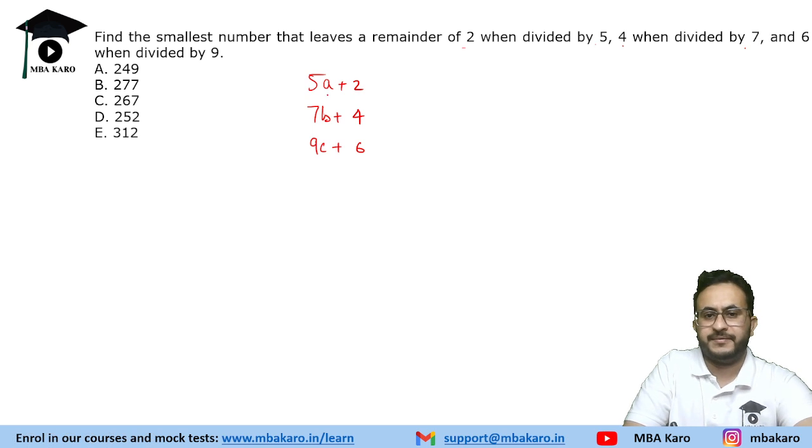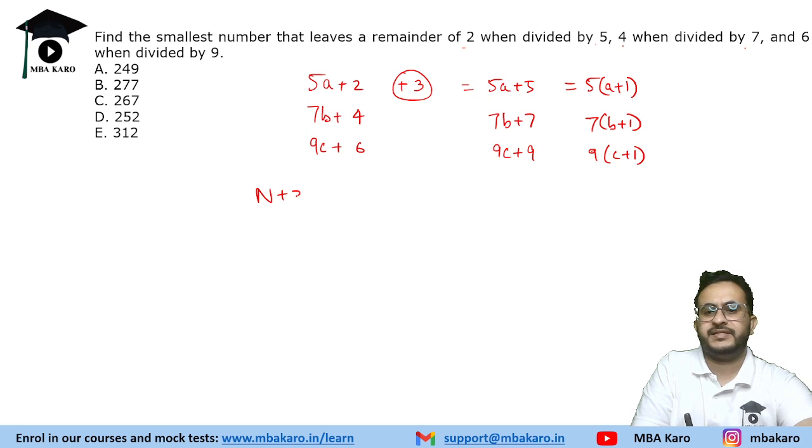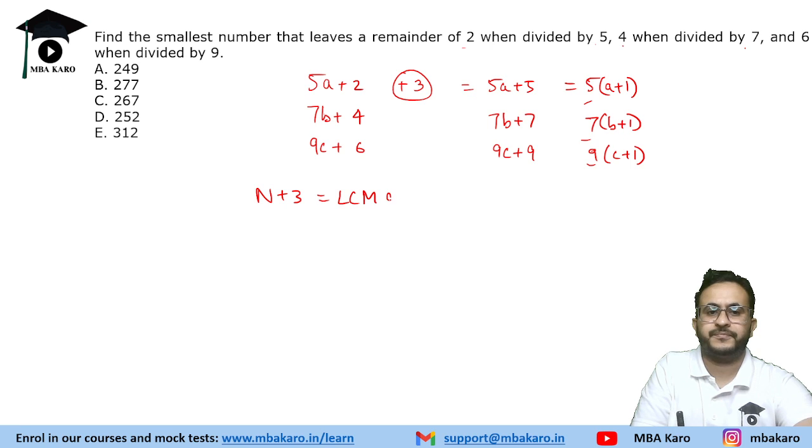Now if you notice this, the remainder is different, but when you add 3 to it, it will become 5a plus 5, it will become 7b plus 7, and it will become 9c plus 9, or you can say 5 times of a plus 1, 7 times of b plus 1, 9 times of c plus 1. So the number plus 3 is divisible by all these numbers. So n plus 3 is LCM of 5, 7, 9, right? So what is the LCM of 5, 7, 9? 5 into 7, 35 into 9, 315. So n will be equal to 312.